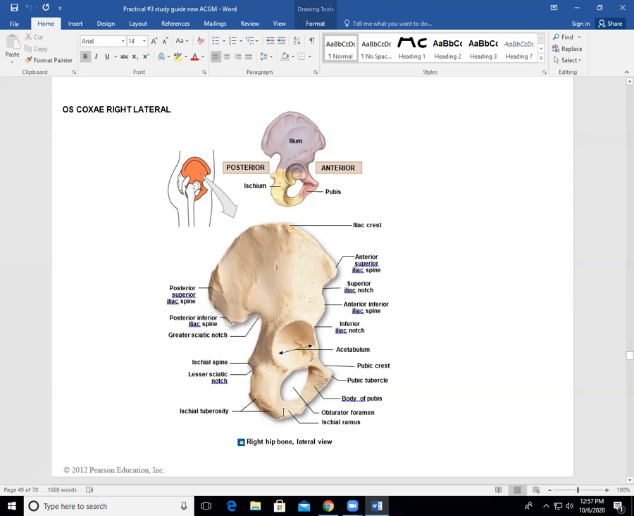This part of that circle area at the bottom we call the ischial ramus. This part of the pubis, the large part, is the body of the pubis. This point is the pubic tubercle, and this line on the top of that point is the pubic crest.